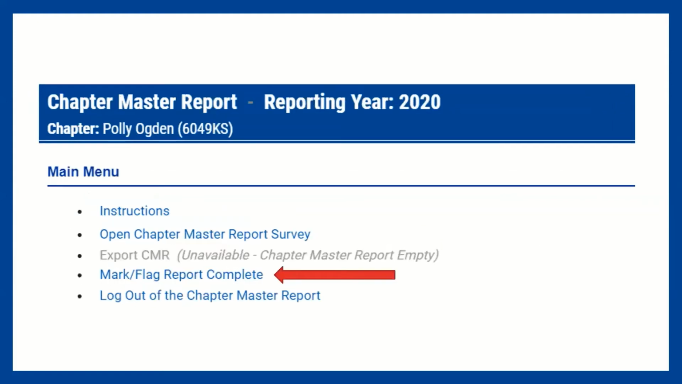No later than February 1st Hawaii time, you will want to mark your chapter's report complete. Flagging this report lets me, as state regent, and our committee chairs know that you successfully completed the report. If before the February 1st deadline you mark the report complete, but then you think of something you'd like to add, you can always reopen the CMR. Just be sure to mark the report complete again before the deadline.